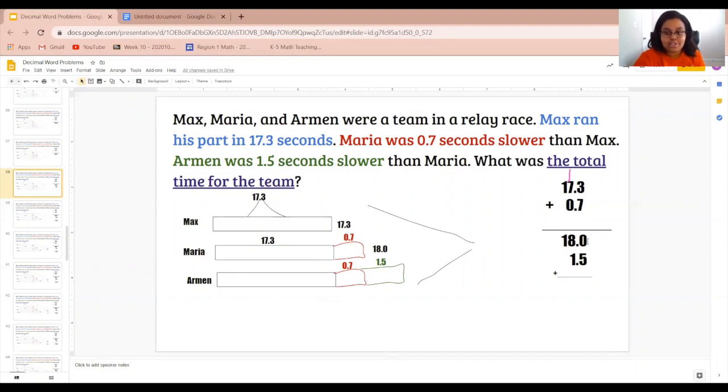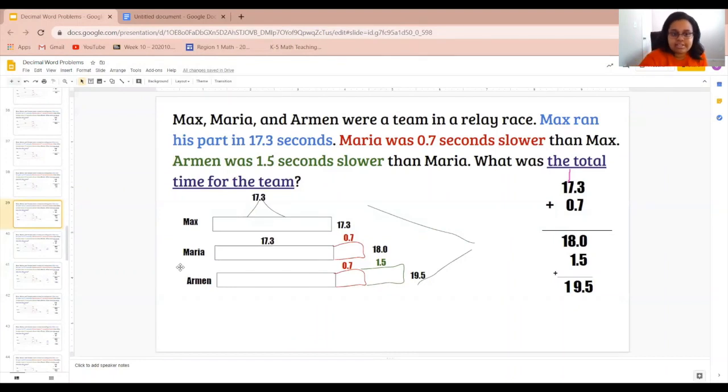I know that 0/10 plus 5/10 would give me 5/10. I know that 8 ones plus 1 one is equal to 9 ones. And again, my 1 ten I can bring down. So now we've determined that Armin finished the race in 19 5/10 of a second.